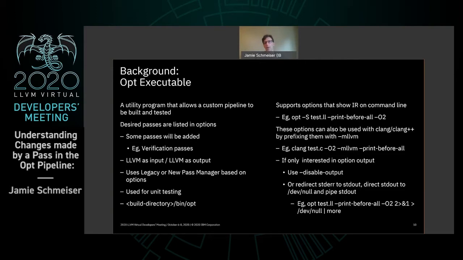Such options can also be accessed when using Clang or Clang++ by prefixing them with the option -mllvm. The output from opt is the transformed IR, but if you are only interested in the output from the options that show the IR, the disable output option can be used to suppress the final output. Also, capturing or redirecting the standard streams on Unix can be used.